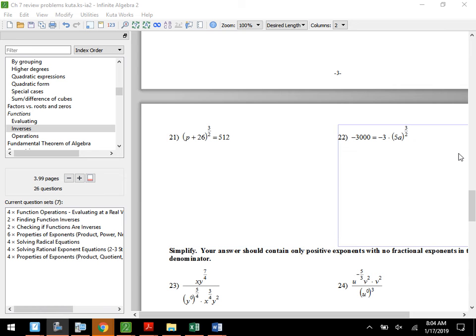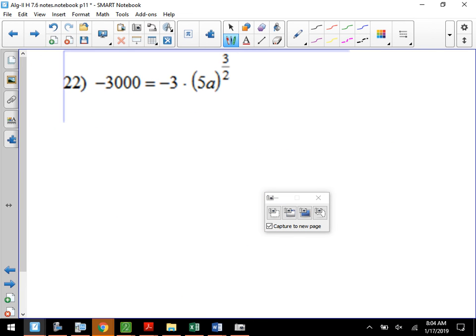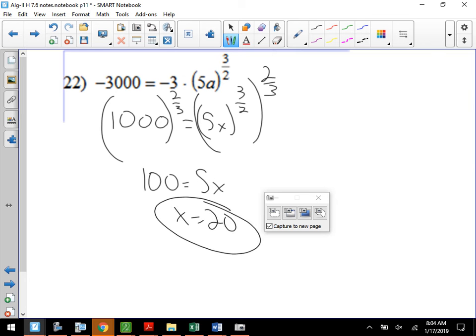All right, what do you do first? Divide by -3. Divide by -3, you get 1,000. How do you undo 3 halves? 2/3. 2/3 means you're going to take the cube root and then what? Square it. All right. So let's take a guess what the cube root of 1,000 is. 10. 10 squared is 100. Bingo.